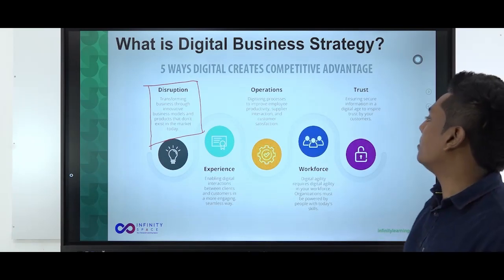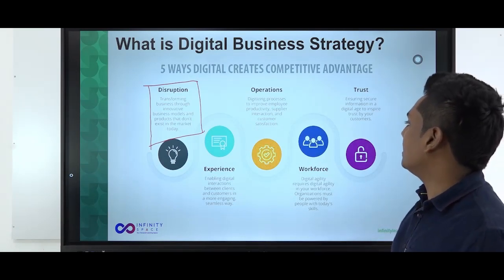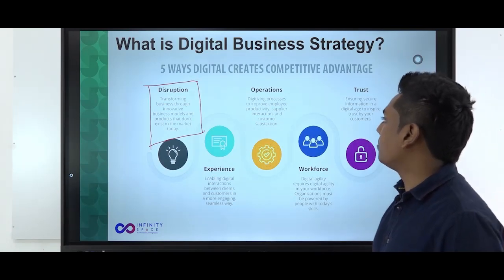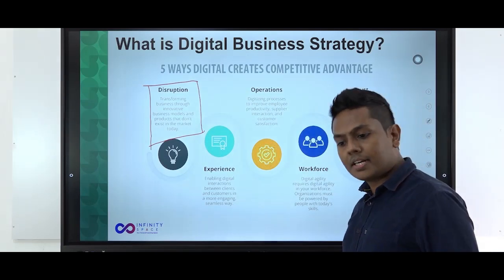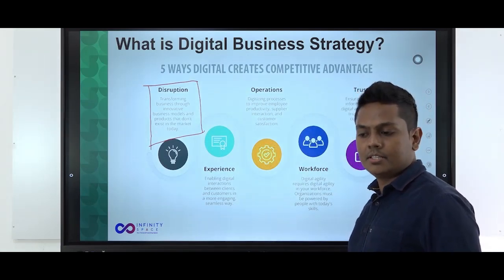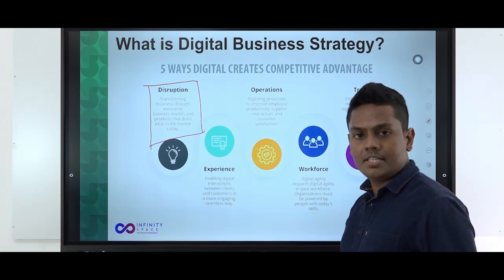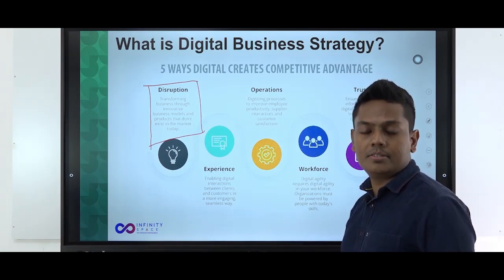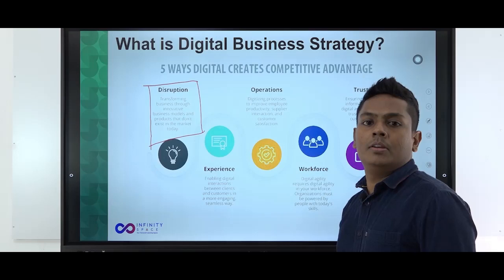So I think that covers the disruption, experience, operations, workforce, and trust. I hope now you all got the initial understanding of what this strategy is, and how practically an organization thinks or plans to bring these digital strategies into the organization. Right.